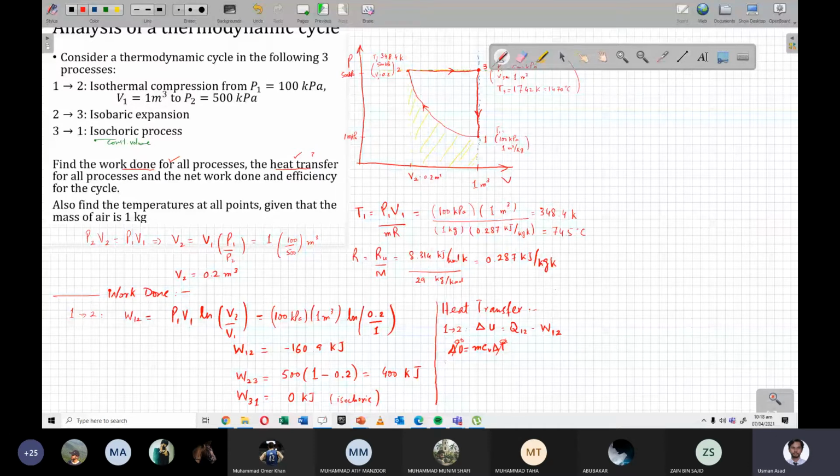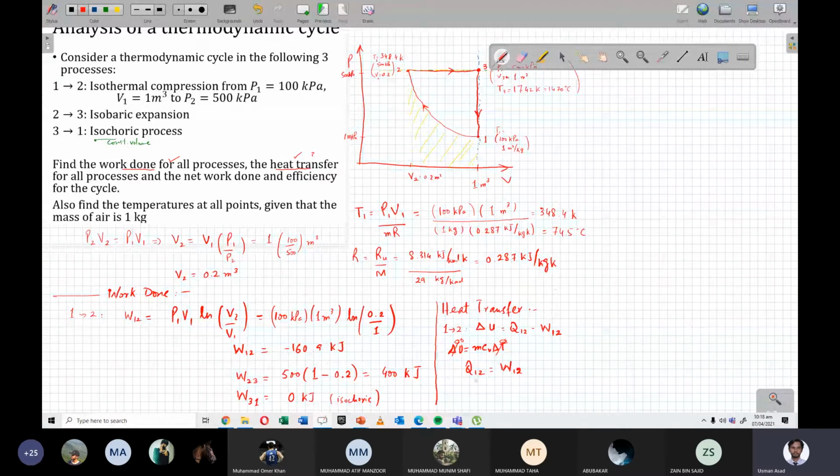ठीक है? So whatever reasoning you use, the idea is that there is no change in internal energy for the process 1 to 2, which means that Q12 is just going to be equal to W12.